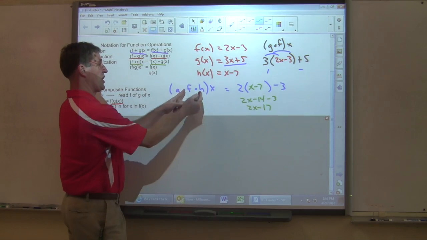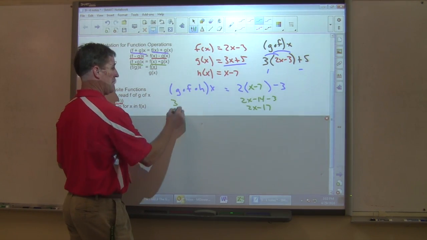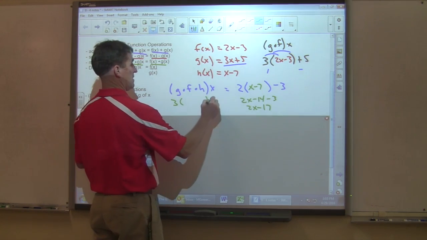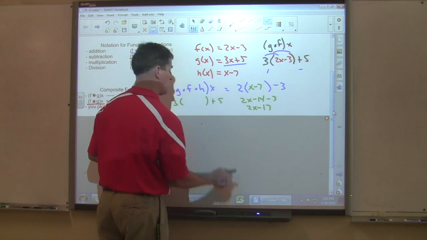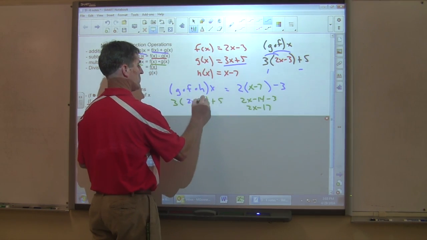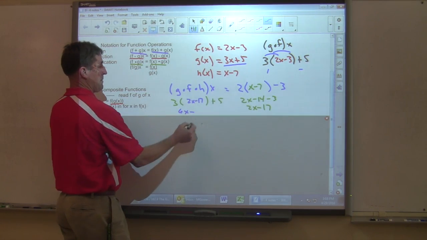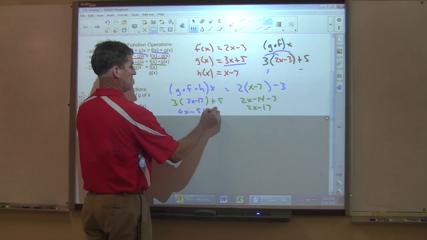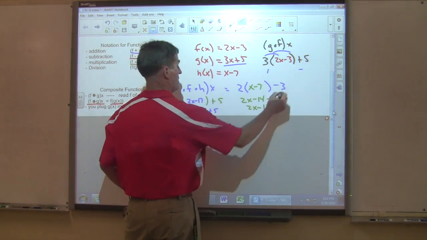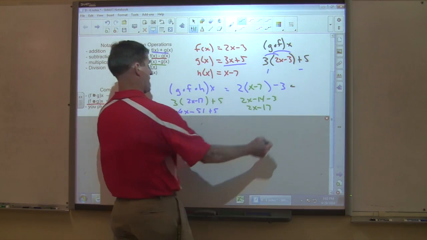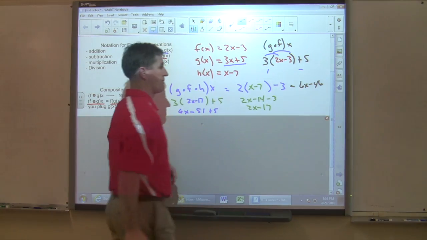Now I can do the g of this. So now I go to g, 3, plus 5, but I'm going to replace the x with this 2x minus 17. And again, I do the same thing. I simplify it. 6x minus 51 plus 5. And so this whole expression would equal 6x minus 46. And I'm done.